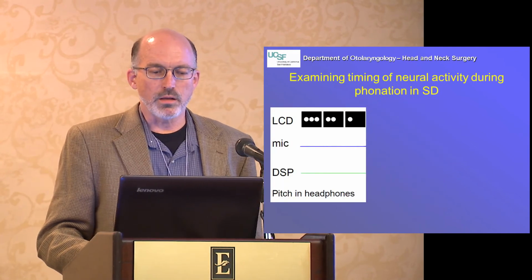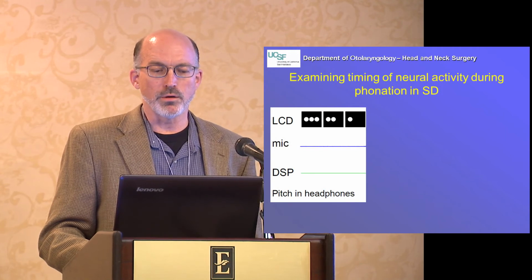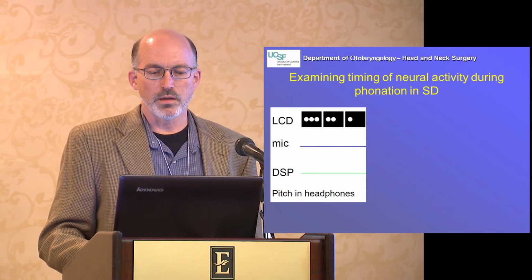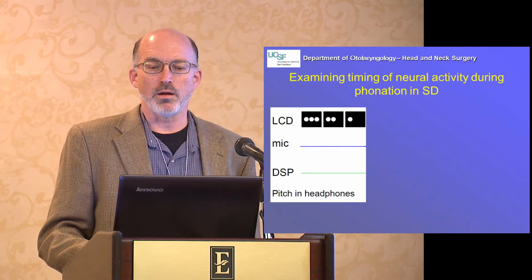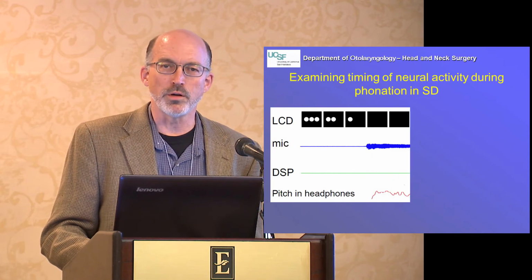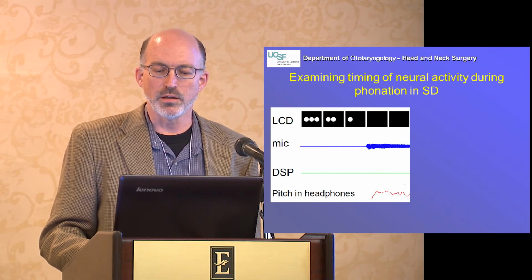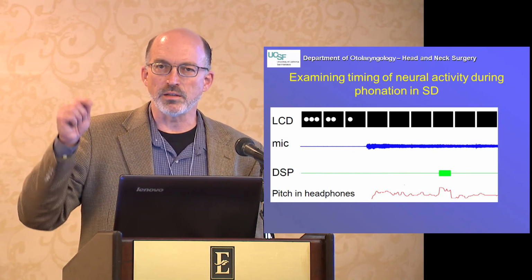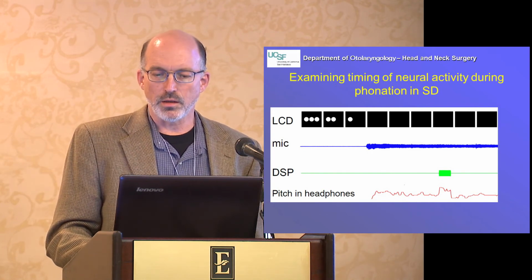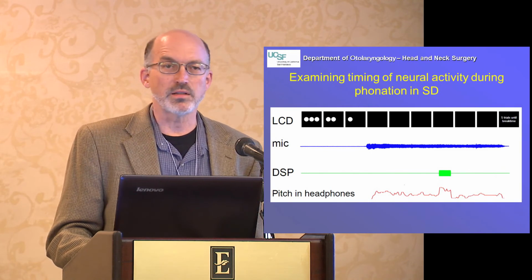So a typical trial of the experiment begins with the computer LCD screen displaying disappearing dots that prompt the subject to begin phonating the vowel, steady phonation of the vowel ah. And sometime during the ongoing phonation, the DSP is directed to alter the pitch that the subject hears of the feedback of their ongoing phonation. The trial ends with the reappearance of text on the screen.